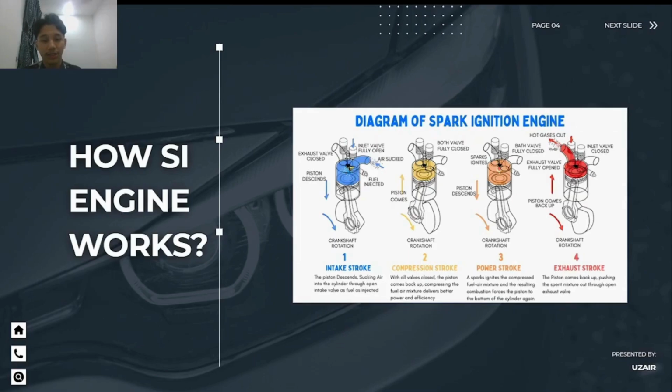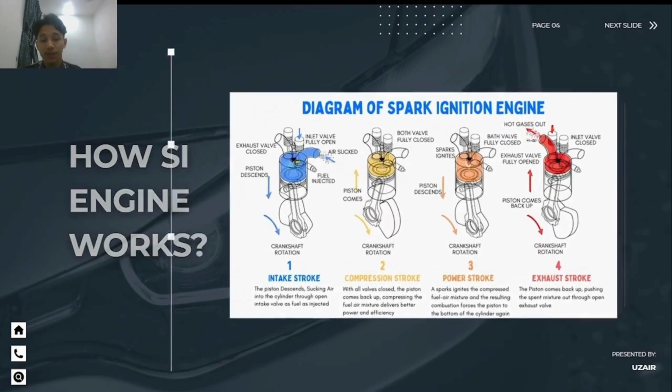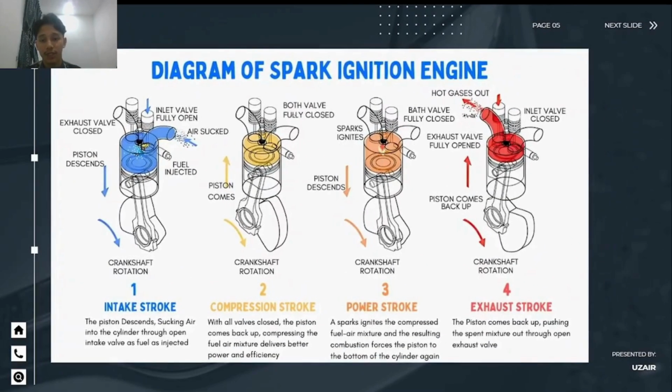How does SI engine work? There's a 4-stroke, it means 4 cycle. The first stroke is called intake stroke. While the exhaust valve is closed and the inlet valve is open, the piston will descend, sucking air into the cylinder through the open intake valve as fuel is injected.